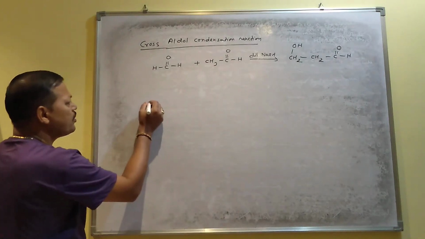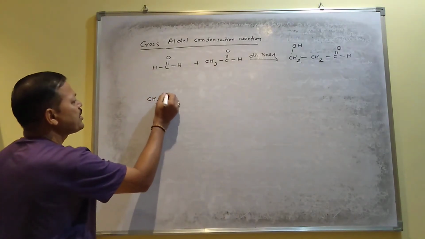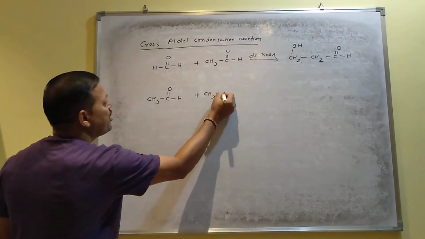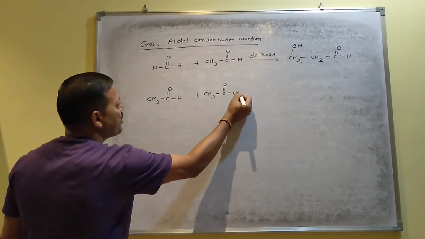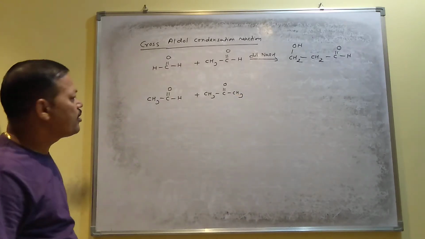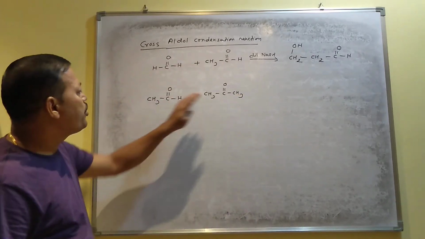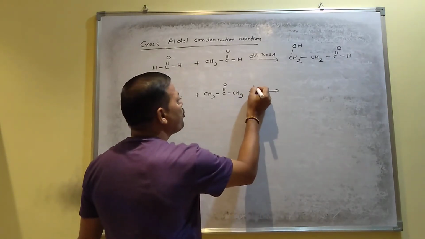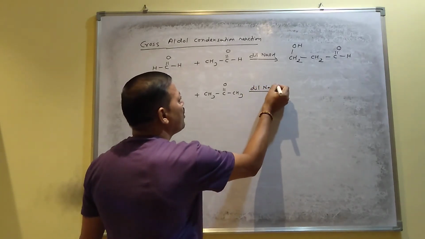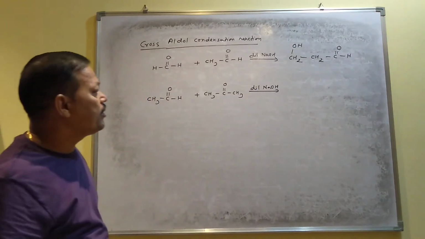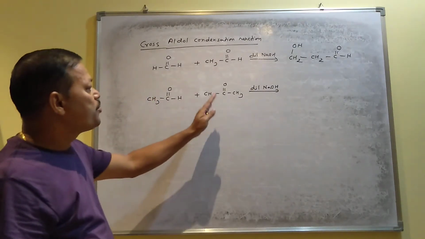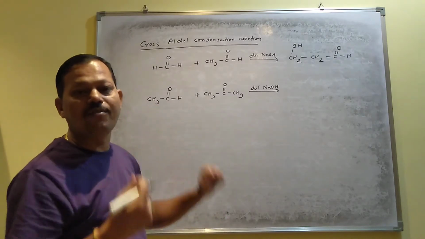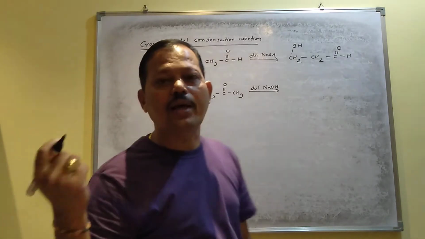Similarly, suppose this is aldehyde CH3CHO and this is ketone CH3 C double bond O CH3. This is also said to be cross aldol because they are different molecules. Here both compounds contain alpha hydrogen. When you react with dilute sodium hydroxide, now here you have to know one thing. Since both compounds contain alpha hydrogen, from which compound will you remove the alpha hydrogen? From the ketone or from the aldehyde?